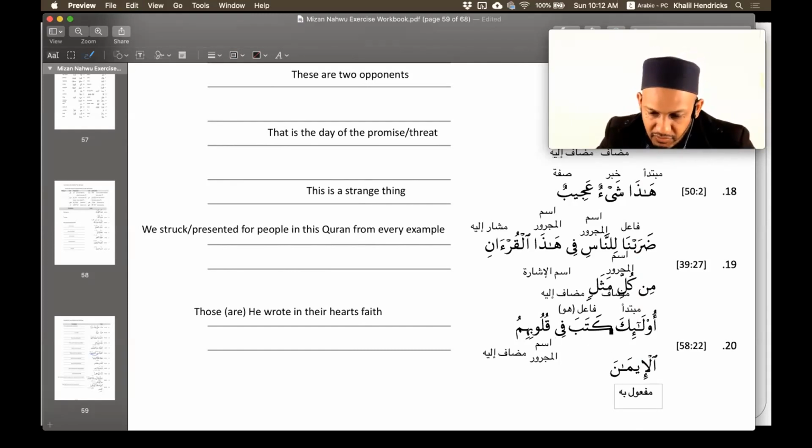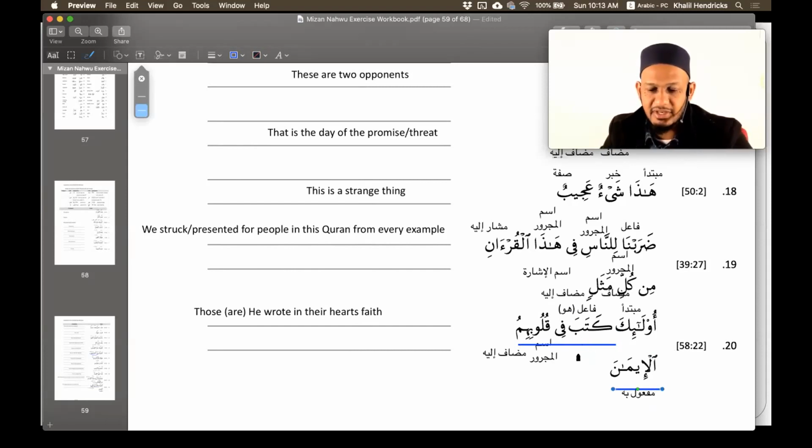Okay, perfect. So all of this here, it's a bit awkward, but this whole part here is actually giving me the news about those, that group of people. What's the news about them? كتب في قلوبهم الإيمان. He, Allah, wrote in their hearts iman. He, Allah, inscribed in their hearts iman. That's the news about those. Good. So that's going to be taking the place of the khabar.